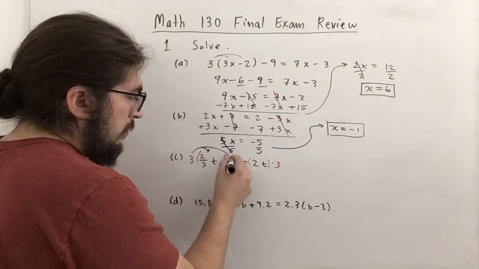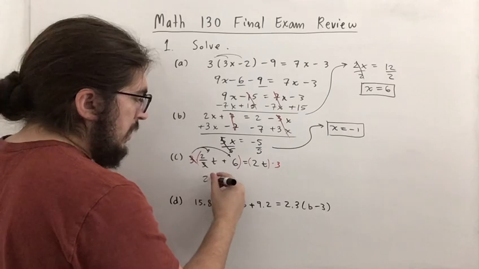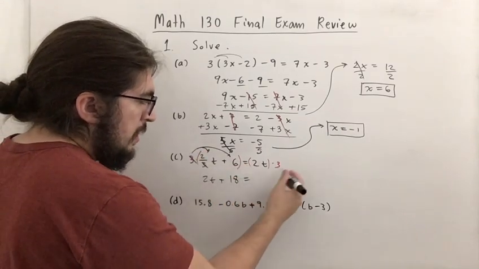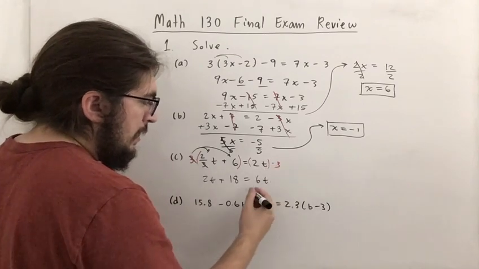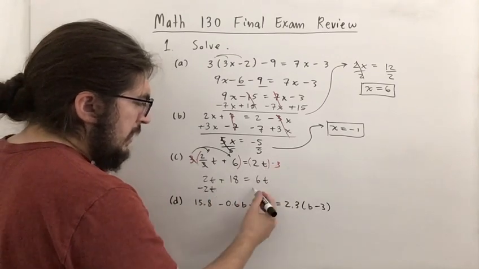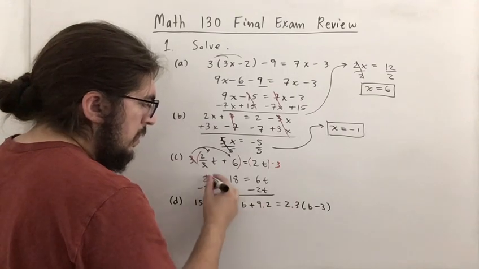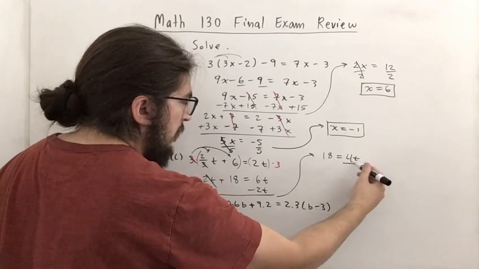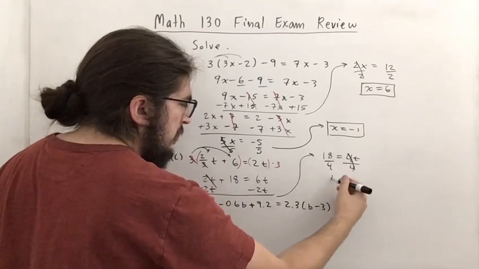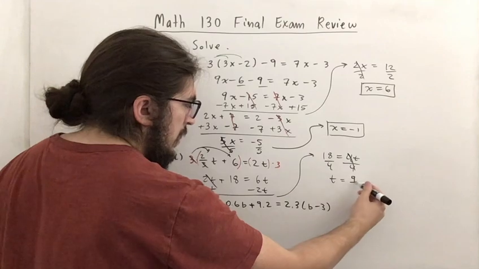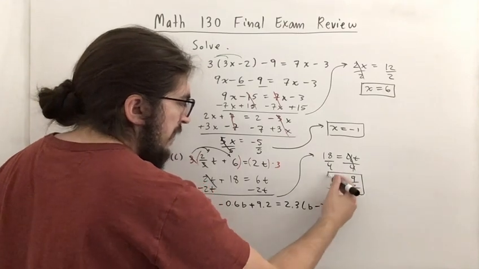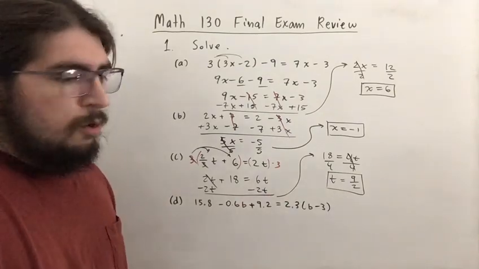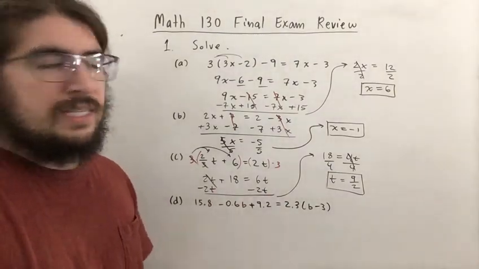Distributing that will cross-cancel here and just leave us with 2t. And here it's a legit distribution, we get 18. 3 times 2 is 6, so that's 6t. We can subtract this 2t to the right side, and we end up with 18 is equal to 4t, divided by 4. And that 18 over 4 reduces, I'm going to write it like this, t is equal to 9 over 2. If you want to write that as a mixed number, 2 goes into 9 4 times. Or if you use your calculator, 4.5, but that's fine.